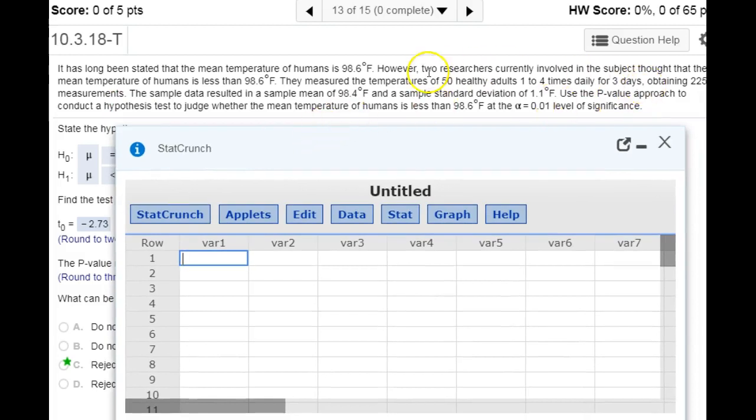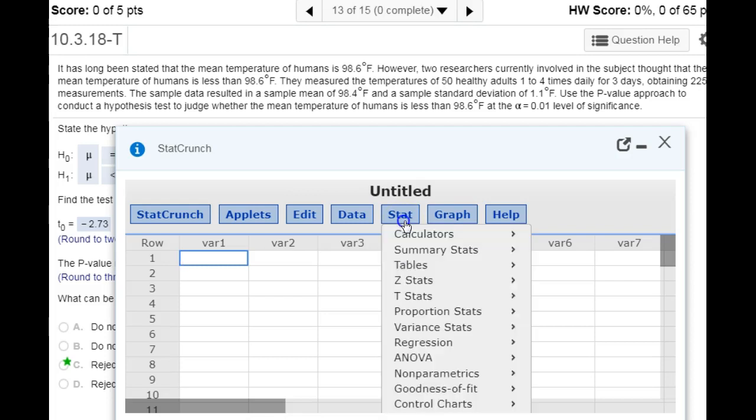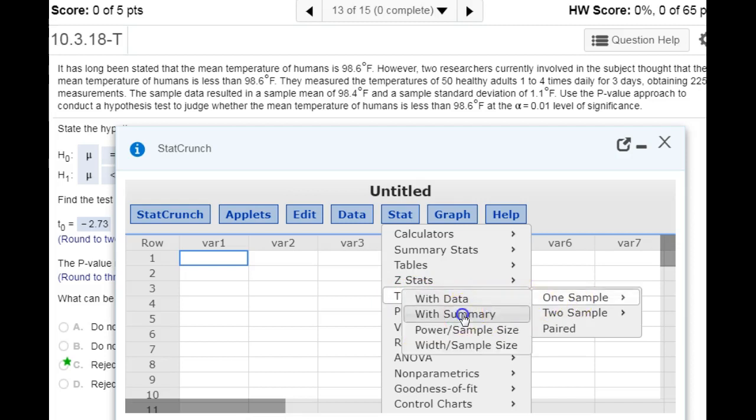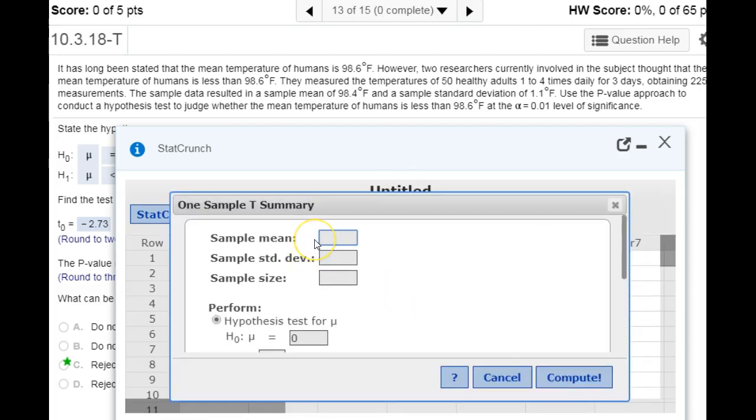We'll see from our information here, we have the sample mean, we have the sample standard deviation. We do not have the population standard deviation, so we have to use t-stats. And so we'll find that sample mean, 98.4 in this example, sample standard deviation, and then make sure you get the right sample size.